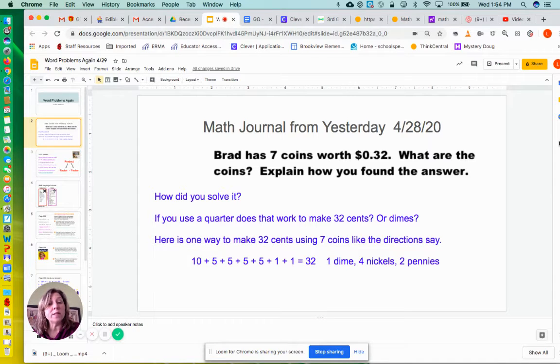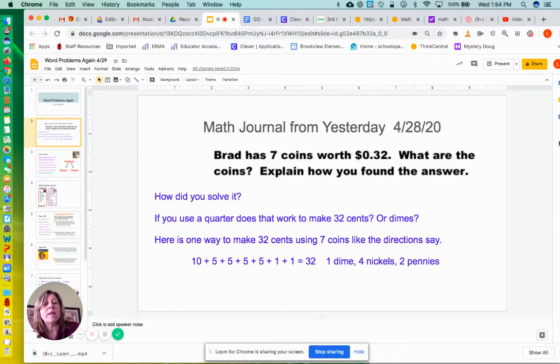Brad has 7 coins worth 32 cents. What are the coins? Explain how you found your answer. So how did you solve it? Third graders, if you use a quarter, does that work to make 32 cents? What can you add together with a quarter to get 32 cents? Well, it definitely works to add together, but can you get a combination of 7 coins to get 32 cents? Or what about dimes? What if you used dimes? Are you able to add together?